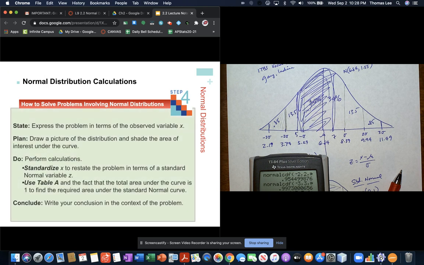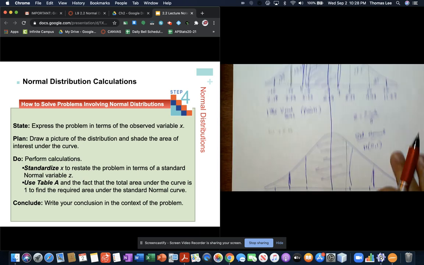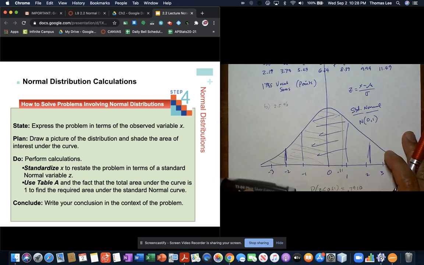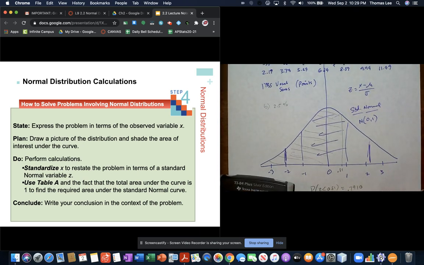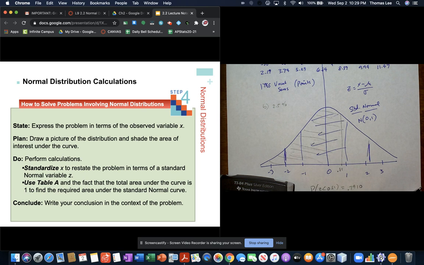Okay, so now how are we going to solve problems? This is where you're going to use the 4-step solving process: state, plan, do, conclude. Yes, you literally are going to write out state, plan, do, and conclude. State: express the problem in terms of the observed variable x. Plan: draw the picture of the distribution, and shade the area of interest under the curve.